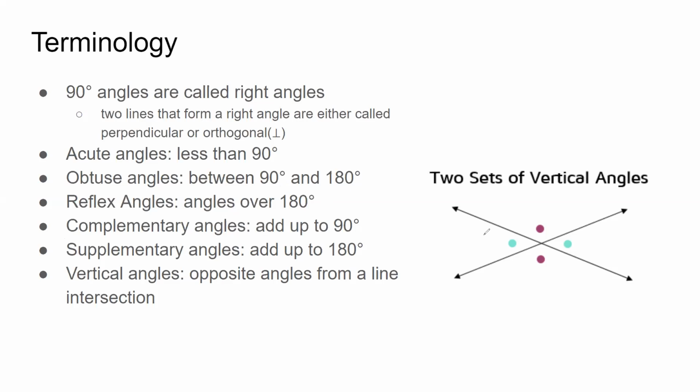And vertical angles are the angles that are opposite from a line intersection. So these two are vertical angles and these two are vertical angles. And basically vertical angles, as you can probably tell just from looking, they're equivalent.